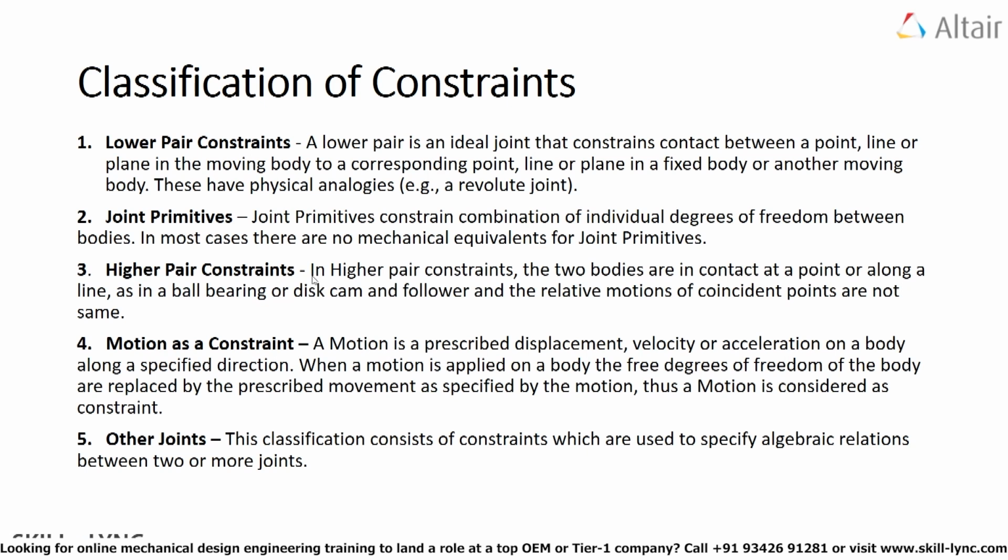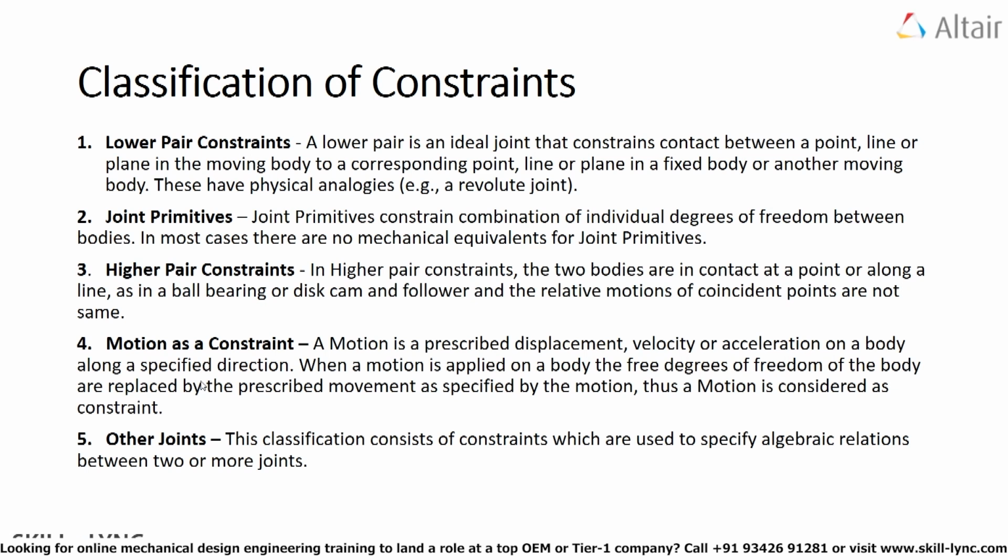Higher pair constraint. In higher pair constraints, the two bodies are in contact at a point or along a line, as in the case of a ball bearing or a disc cam and follower, and the relative motions of the coincident points are not the same. A motion is a prescribed displacement, velocity, or acceleration on a body along a specific direction.